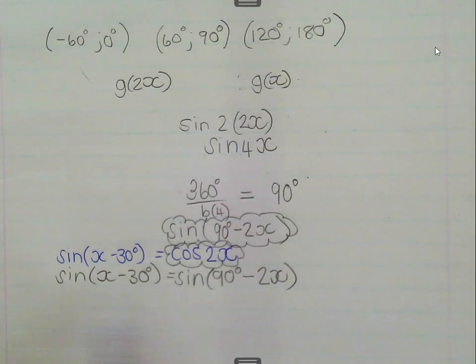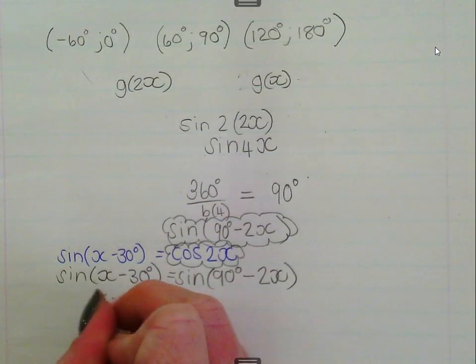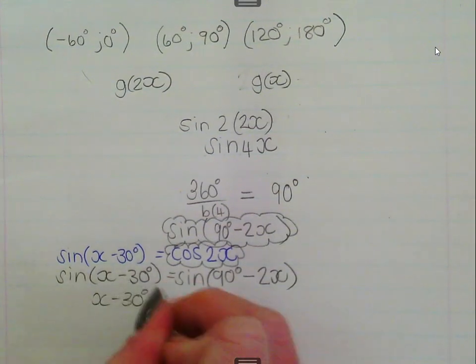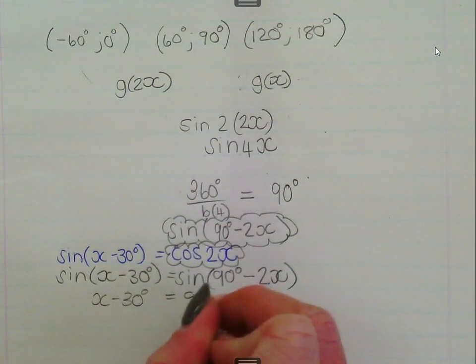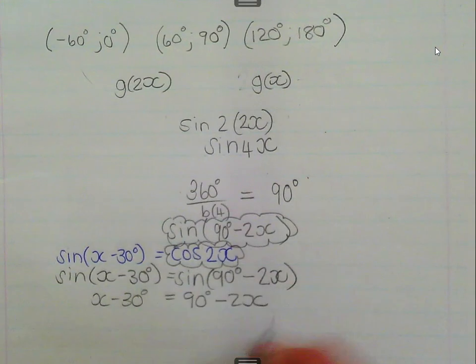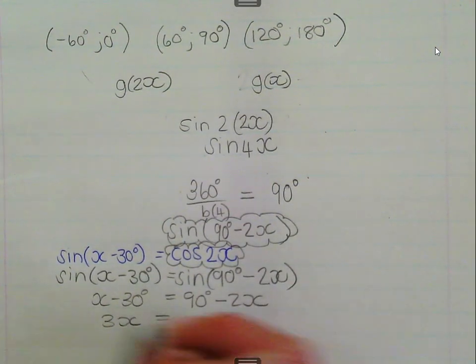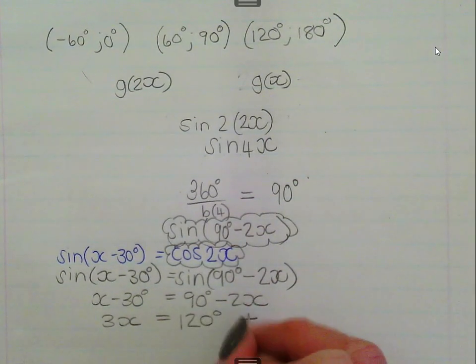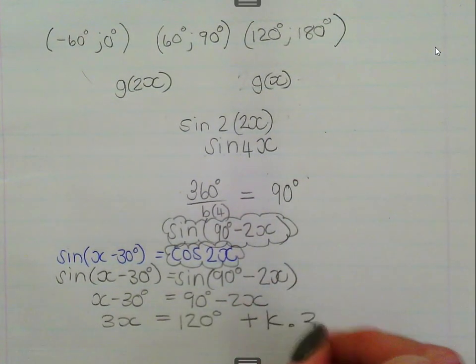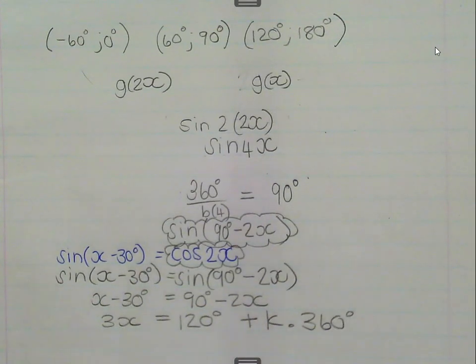Now when your functions are the same, you can throw them away. So it looks like this. X minus 30 degrees is equal to 90 degrees minus 2x. The 2x goes over, it becomes 3x equal to 30 goes over, 120 degrees plus k times 360 degrees.